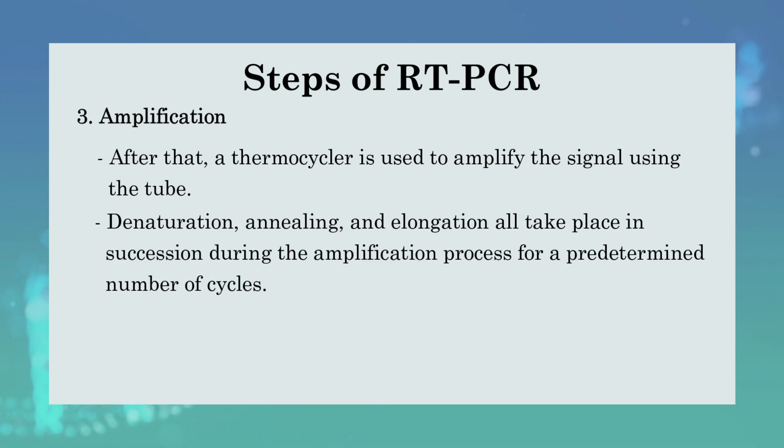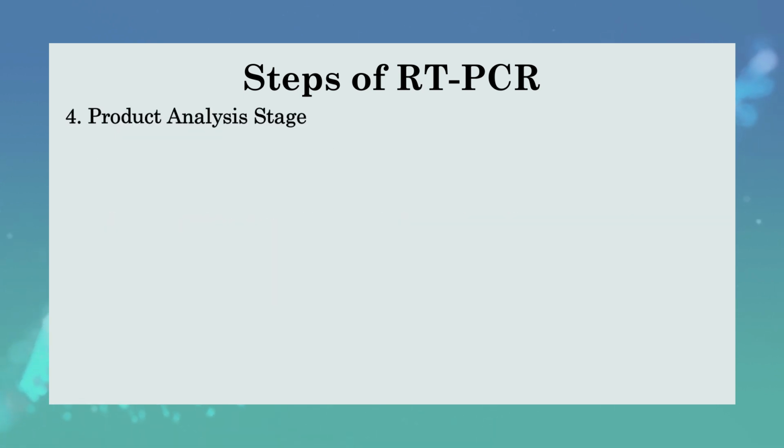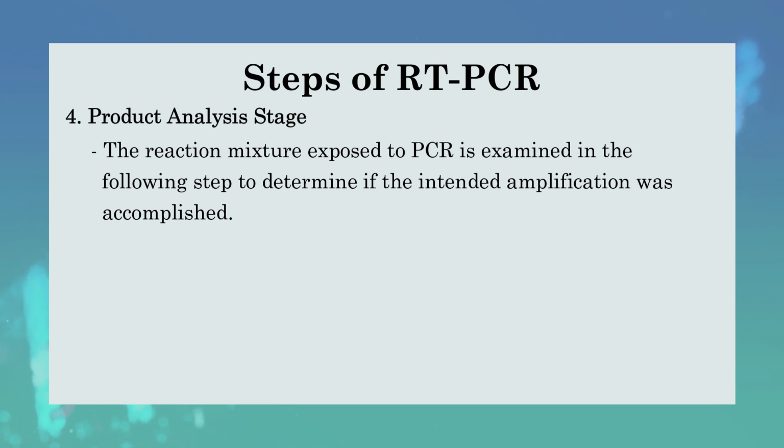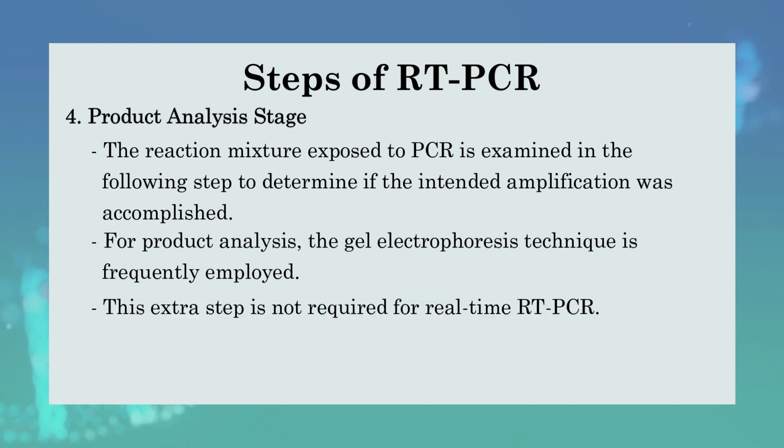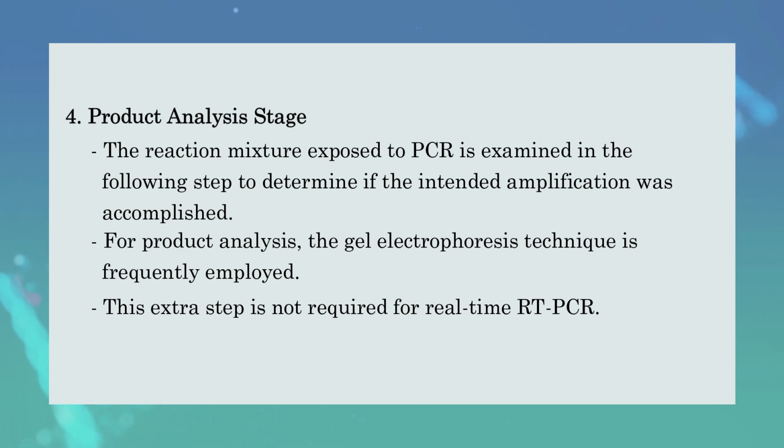Denaturation, annealing, and elongation all take place in succession during the amplification process for a predetermined number of cycles. Number 4, product analysis stage. The reaction mixture exposed to PCR is examined in the following step to determine if the intended amplification was accomplished. For the product analysis, the gel electrophoresis technique is frequently employed. This extra step is not required for real-time RT-PCR.